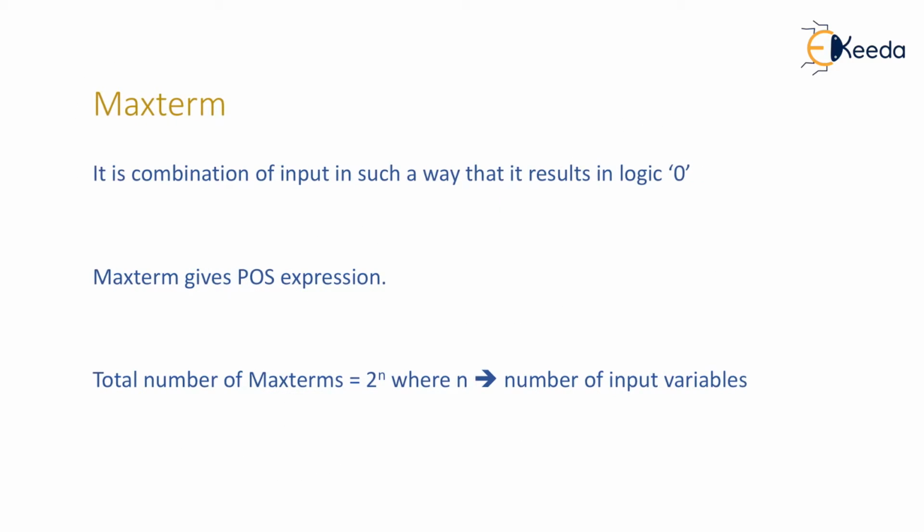As you can see, the maxterm is defined as the combination of inputs in such a way that it must result in logic 0. Can't you see? It is exactly opposite to the minterm concept. The minterm concept says it is a combination of inputs in such a way that it results in logic 1, whereas maxterm is a combination of inputs in such a way that it results in logic 0.